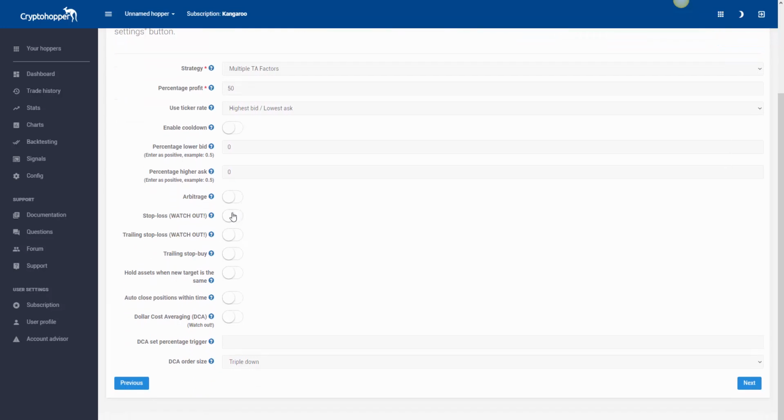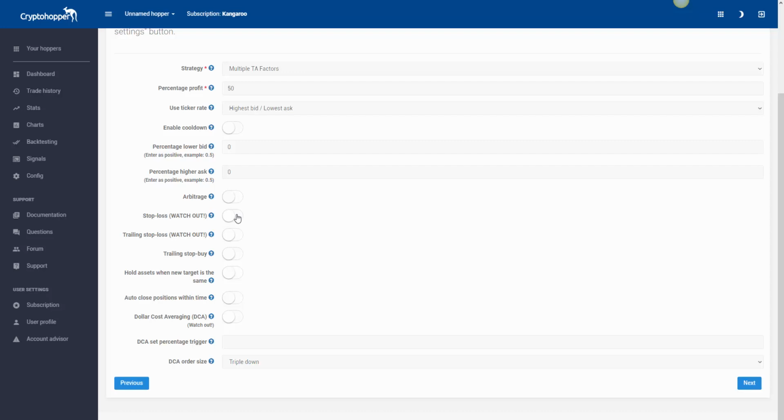Stop loss is a very dangerous option. When you enable stop loss, you are authorizing CryptoHopper to sell when you are in loss. It means you are authorizing the bot to throw your money away. Okay, and I don't think we should do that. I think if you are going to sell in loss, you should be the one to make that call. You should be the one to decide, not the bot.